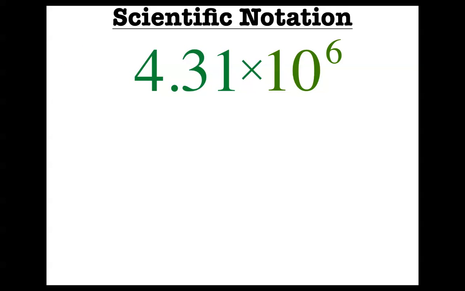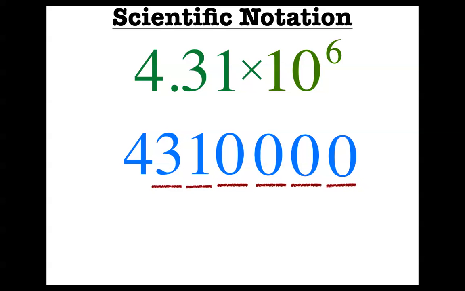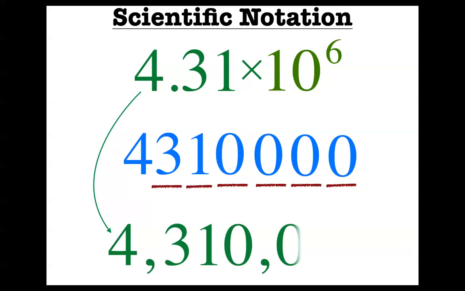What if I gave you a number in scientific notation? Could you then write it in standard form? Sure. Remember, we're going to take 431 and write it as 431, and then we're going to count 6 spots because it's 10 to the 6th. So there's 1, 2, 3, 4, 5, 6, but what about those blank spots? Oh, that's not a problem. I can just put zeros there. And now I know that 4.31 times 10 to the 6th power is really 4,310,000.